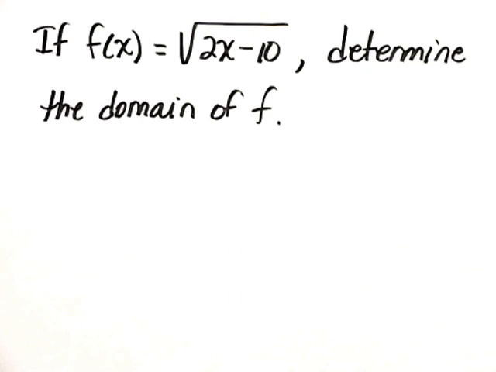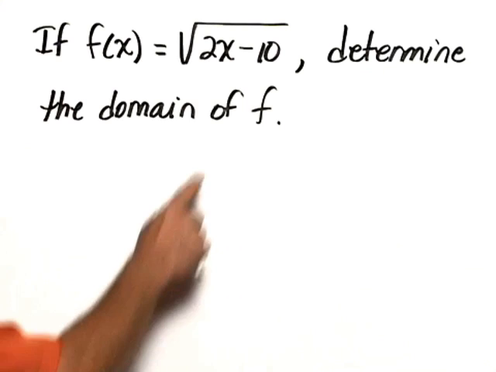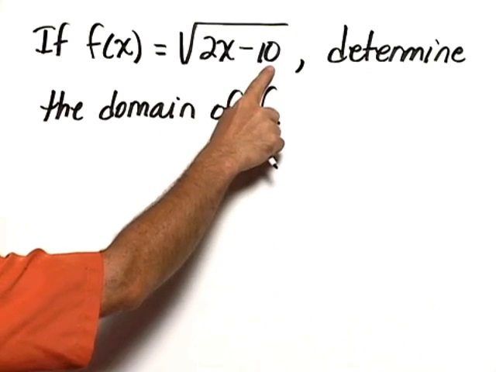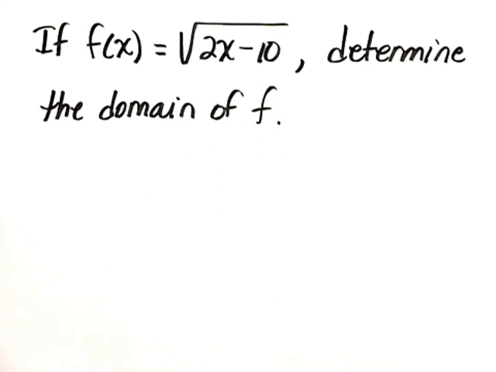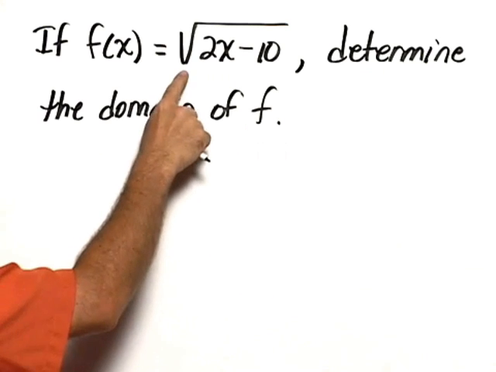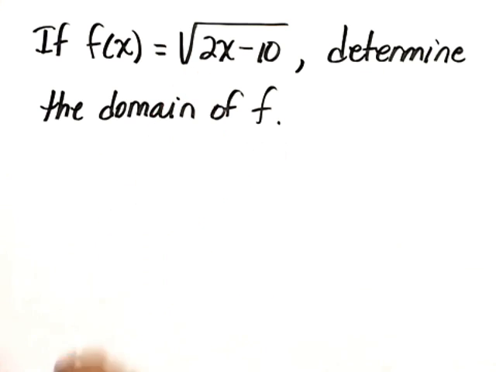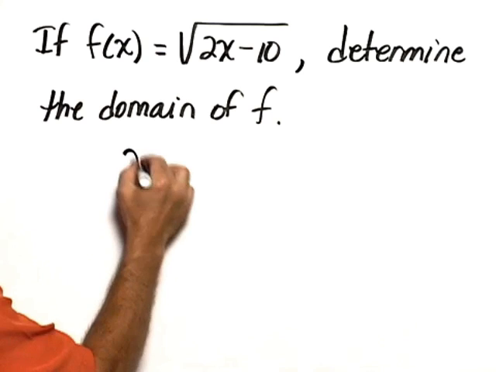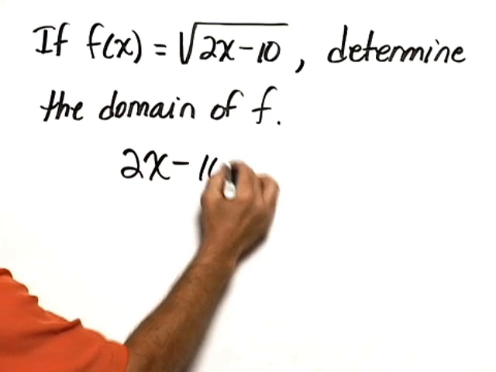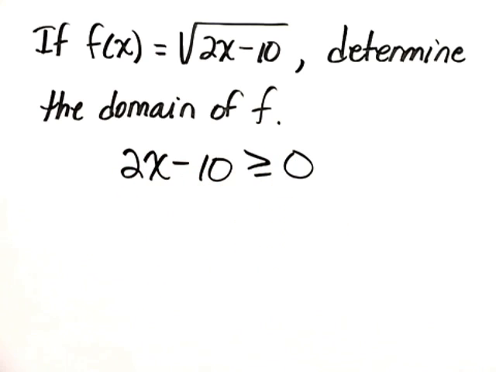If f of x equals the square root of 2x minus 10, determine the domain of f. So to determine the domain, what we're interested in is that this expression 2x minus 10 must be non-negative, so that we're taking the square root of a non-negative number. In other words, 2x minus 10 must be greater than or equal to 0.